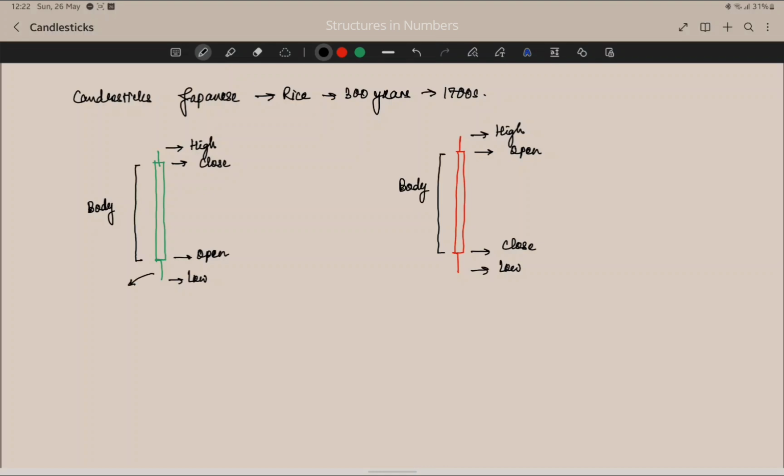Whereas this line-like shape is usually called the shadow or tail. Similarly, the upper line-like part is called shadow or tail in both the cases.